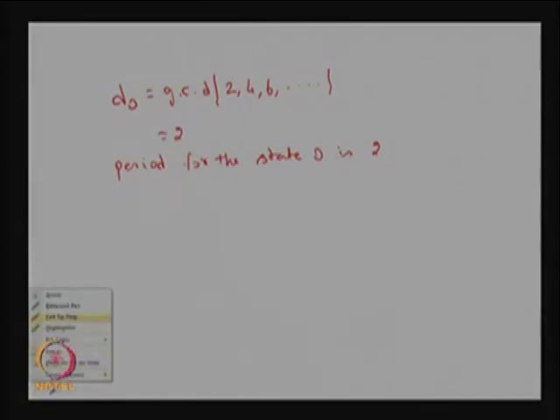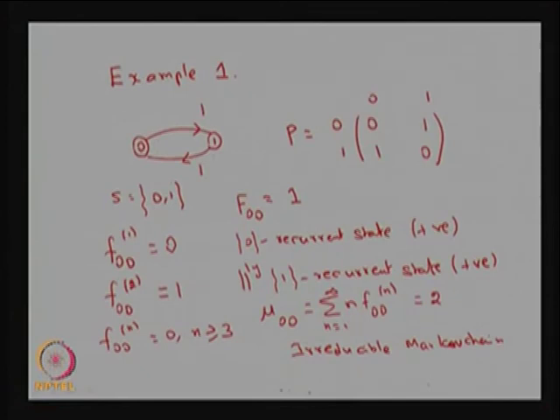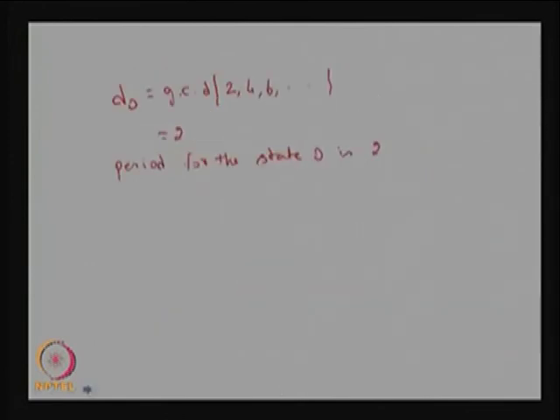Similarly, you can find out the period for the state 1 also. If you do the same exercise, by seeing this diagram you can make out the state 1 also has the GCD of 2, 4, 6, 8 and so on. Therefore, the period for the state 1 is also 2. Otherwise also you can conclude, since both are communicating states and the period for the state 0 is 2, and the state 1 is communicating with the state 0, that means it is accessible both ways, therefore the state 1 has the same period. In conclusion, if you have one class with more than one state, then all the states are going to have the same period. Therefore, the period for the state 1 is also 2.